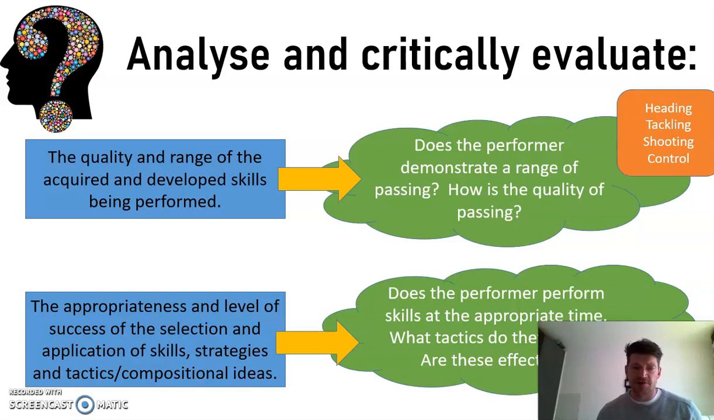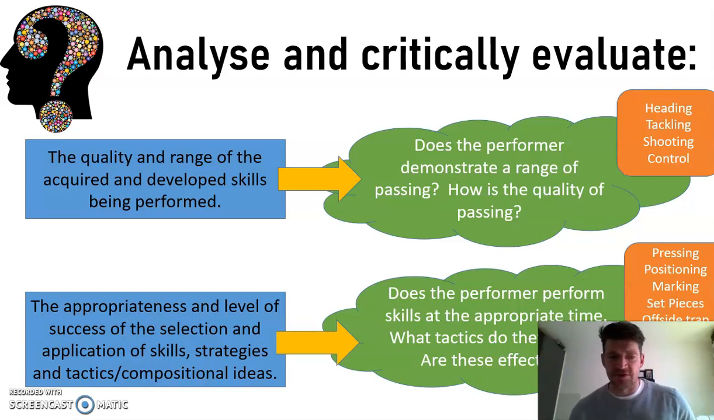The appropriateness and level of success of the selection and application of skills, strategies and tactics and compositional ideas. Does the performer perform skills at the appropriate time? What tactics do they adopt? Are these effective? And for different sports, it's going to be different types of tactics. Obviously for gymnastics it's going to be slightly different. It's going to be more compositional ideas, and for dance as well. How's the pressing, how's the positioning, marking, set pieces, offside trap?